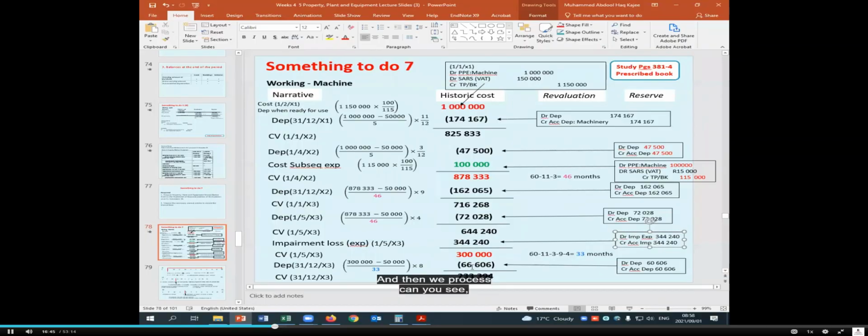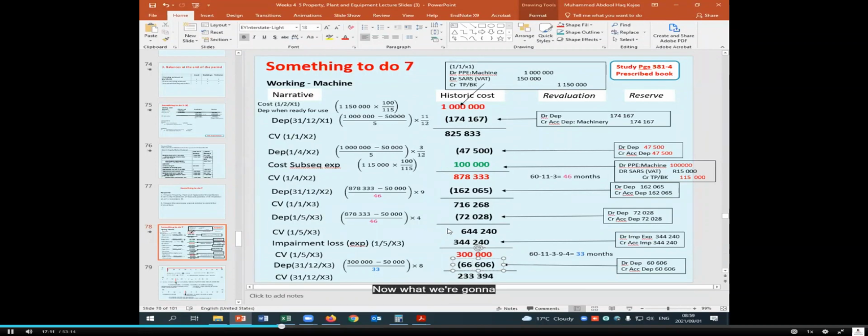And then we process, can you see? We had an impairment, so now we got a new amount. There's 33 months left from this date and 8 months left during the year from the 1st of May to the end of the year. So that's your depreciation for the rest of 2003. That's what we did in our previous lecture.